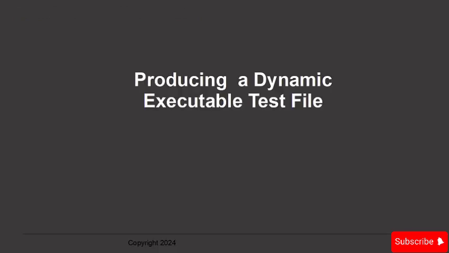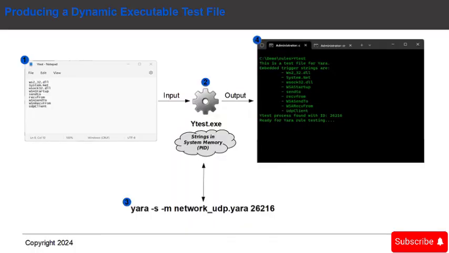In our final example of producing test files, we will talk about how to build a dynamic executable test file. Now, what makes this dynamic is that as our test file runs, it will actually pull in a list from an external file of the different string values that will be embedded inside it.